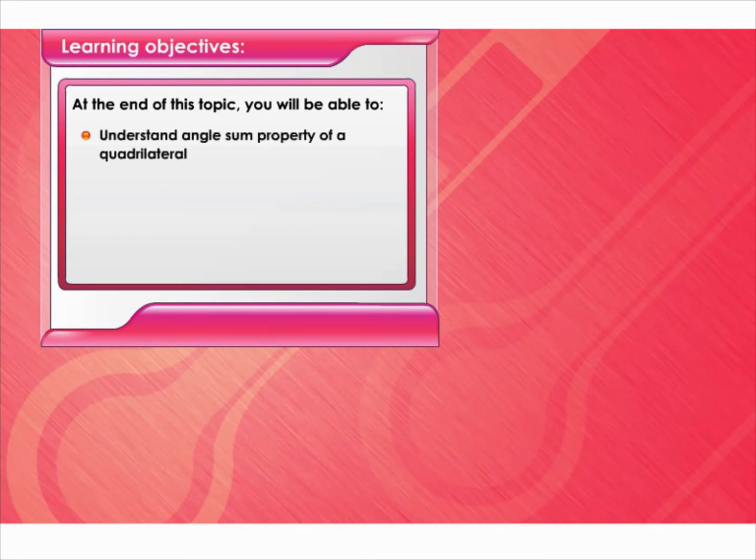Learning objectives. At the end of this topic, you will be able to understand the angle sum property of a quadrilateral, identify types of quadrilaterals, and illustrate properties of a parallelogram.